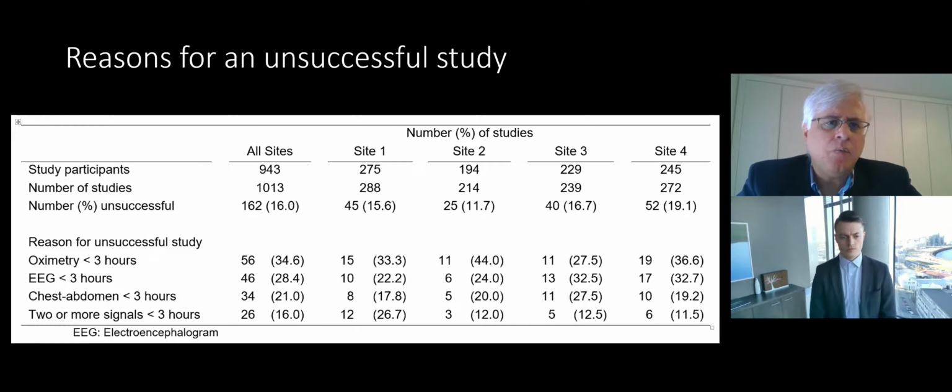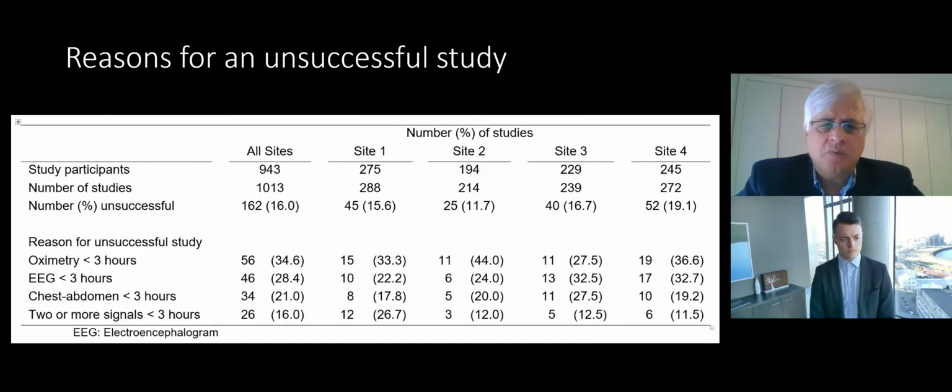So as you can see, we were able to do a total of 113 studies on 943. The reason for that difference is repeats. All in all, we noted that, again, that mid-80s number, 16% were unsuccessful on the first attempt. So the question is, why do they fail? What is the major cause of failure? Turns out it's not the EEG. EEG less than 3 hours was the reason for an unsuccessful study only 28% of the time.